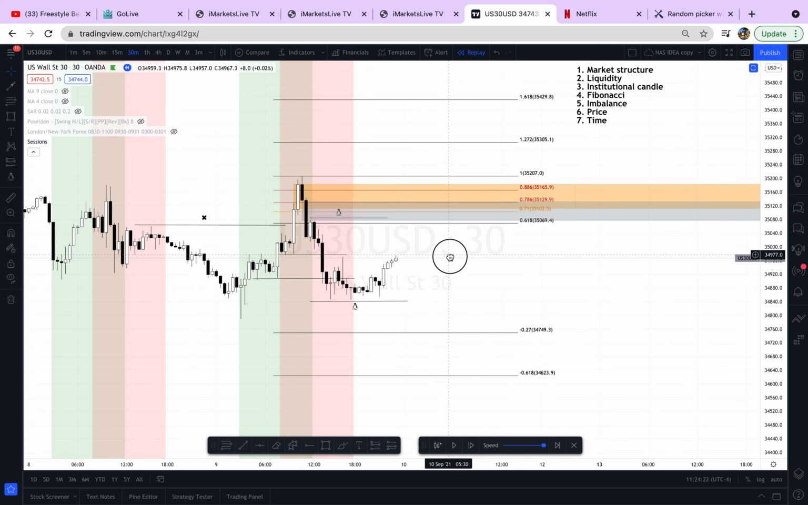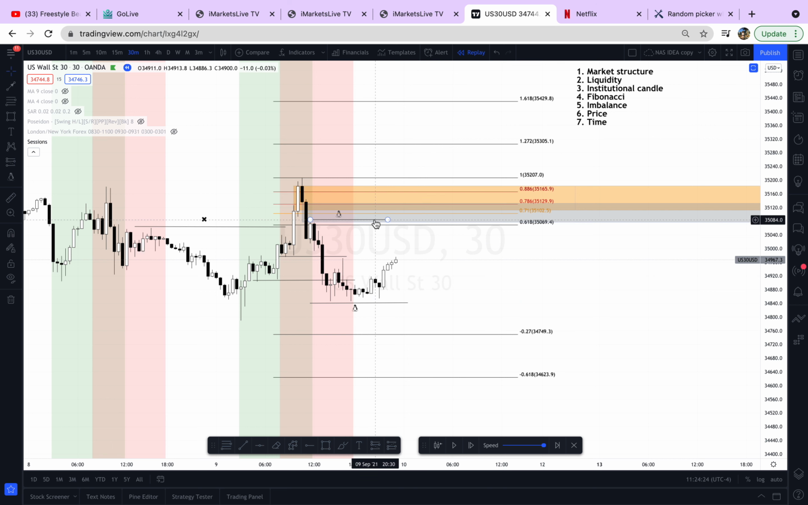And what do we actually see, right? We can see that our imbalance ties a little bit into our mitigation, our institutional candle, and it also ties into our premium Fibonacci levels. Okay. So honestly, I actually have a trade set up here, but we're not done. Of course, we're not done.